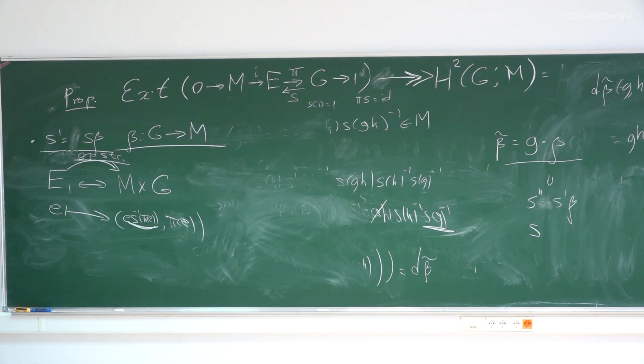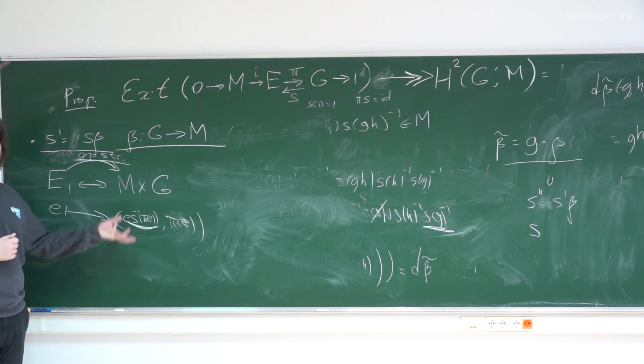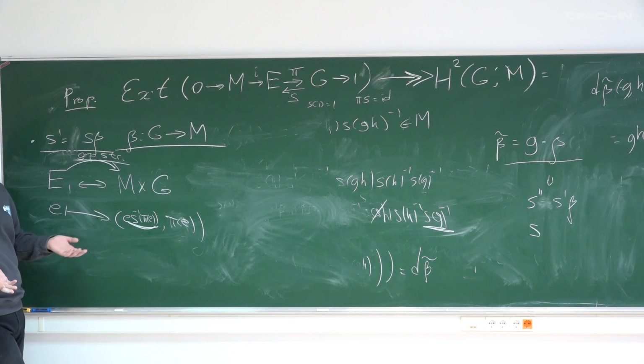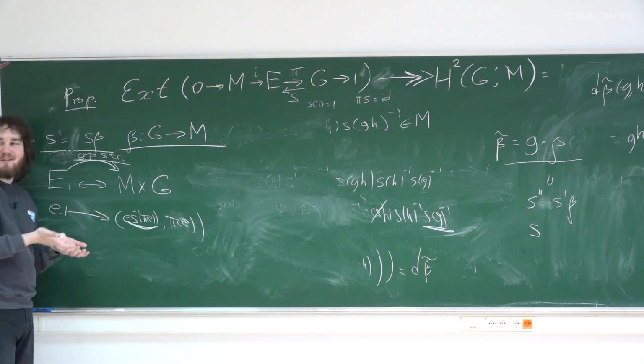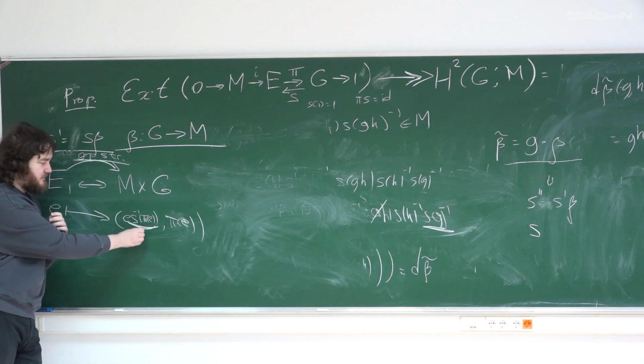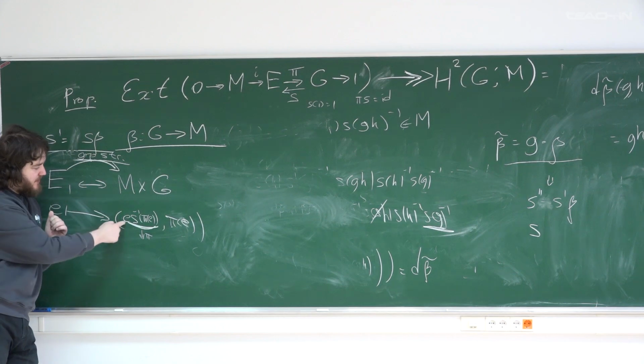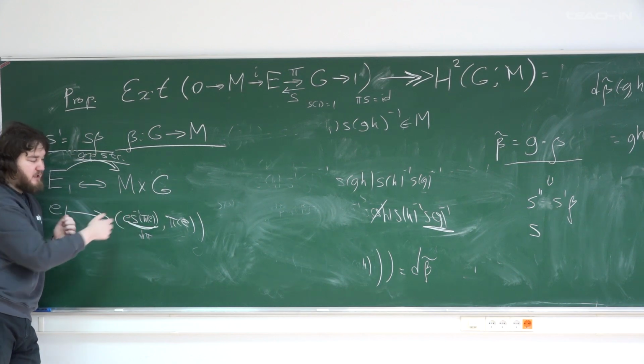Is it S minus 1? No, because you just apply pi and obtain E. I want this element to lie in M, in the kernel of pi. If you apply pi, you obtain pi E and pi E minus 1.